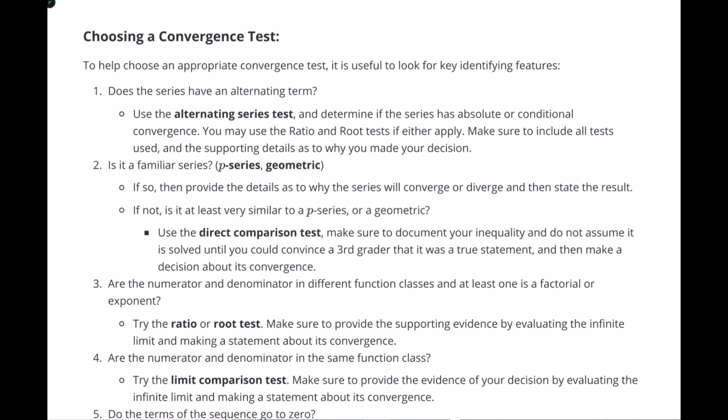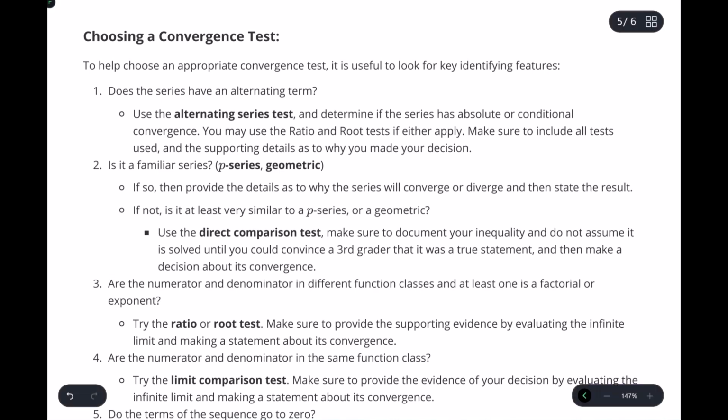Because in the homework, you're given a test and you're supposed to apply it to 3 or 4 different practice problems. But you already know which test to use. Often on a review sheet or an exam, that's not the case. You have to actually decide first which test to use and then apply the test. So let's look at some identifying features of different series so that we can pick an appropriate test to work with.